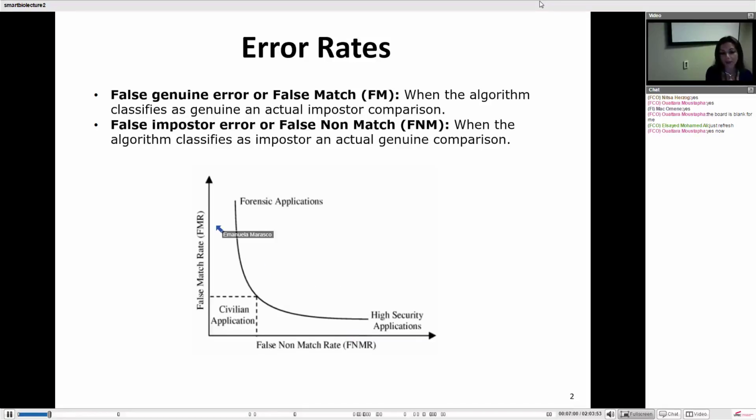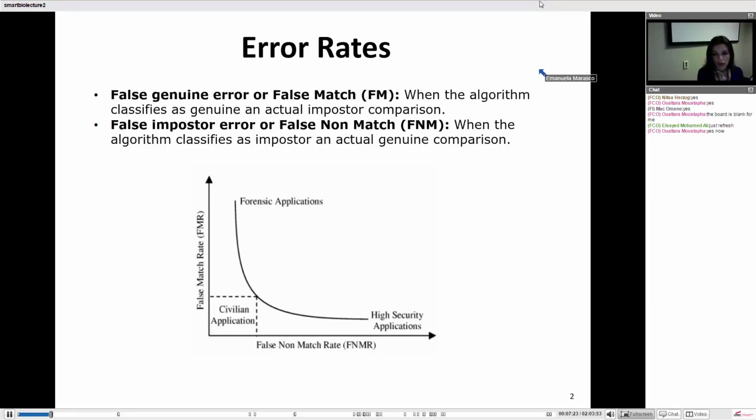That's why, if I set a low false match rate, then with this threshold I will have a corresponding increase of false non-match rate. So we always look for a trade-off between these two, based on the application that we are considering for using this system.